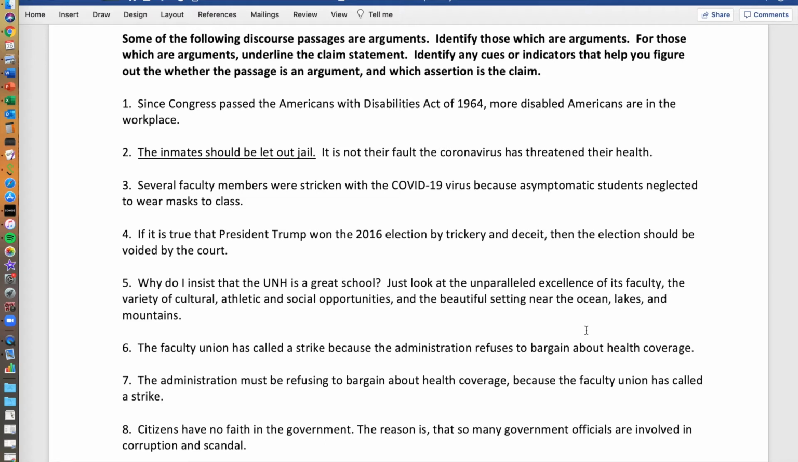It only says if the condition is true, then this other policy or other action should follow. Okay? It makes no assertion that, in fact, the election was won by trickery and deceit. It only sets up a condition under which that action would follow. So the whole thing together, the whole sentence, is a single statement. And because it's a single statement, it can't be an argument. We know that arguments must have a minimum of two statements or two assertions, one claim and one piece of evidence.